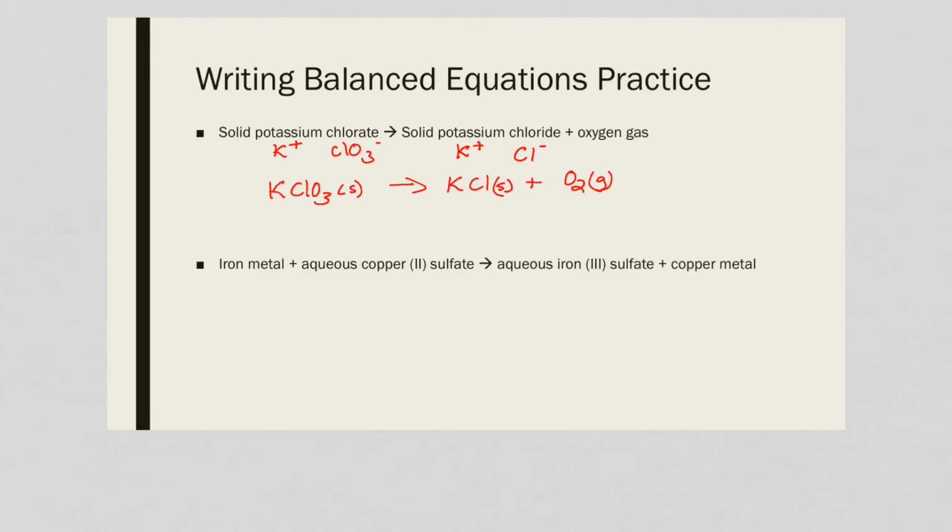Well, let's just start. So we'll start with potassium. We have 1 here, 1 here, all good. We'll go to chlorine. We got chlorine, 1 here, 1 here, all good. We got oxygen, we got 3, and we got 2. Uh-oh. This could be a little tricky, right?